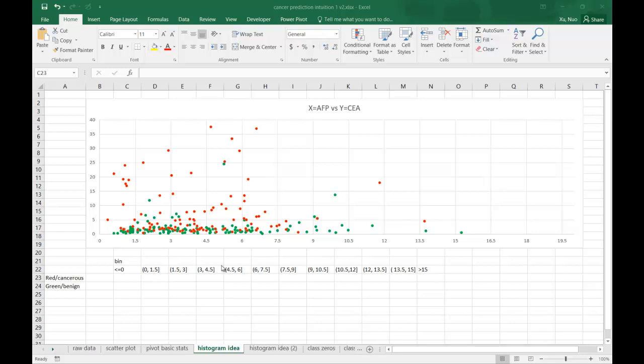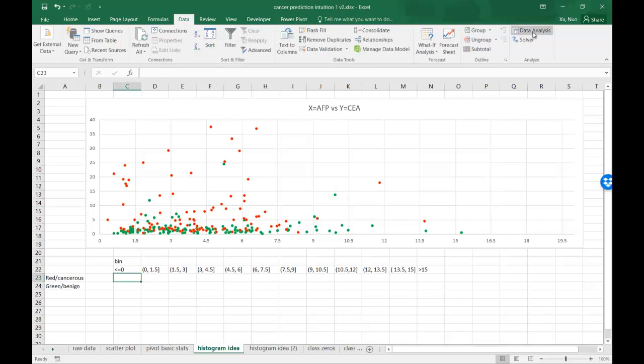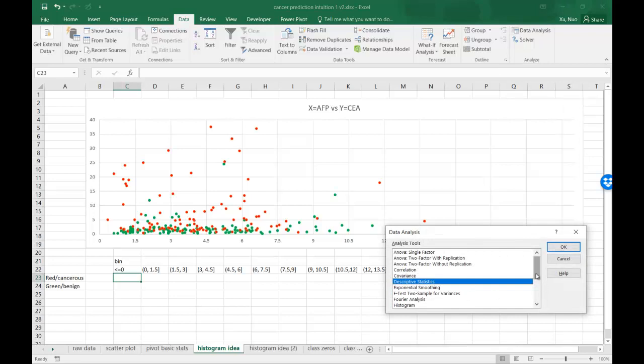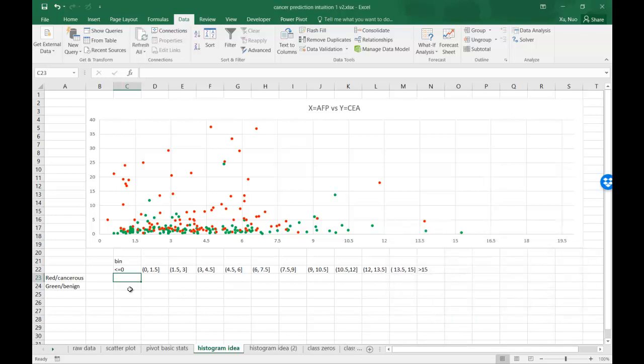Of course, we don't need to do this manually. We can use the Excel add-in, data analysis, and histogram to do the work for us. But we do need to specify the number of bins we want, and also the range the bins are going to cover. So I chose the range from 0 to 15 in this case for AFP, because most points for AFP are concentrated in that area. And 10 bins seems to be a good number given the number of points in this case.